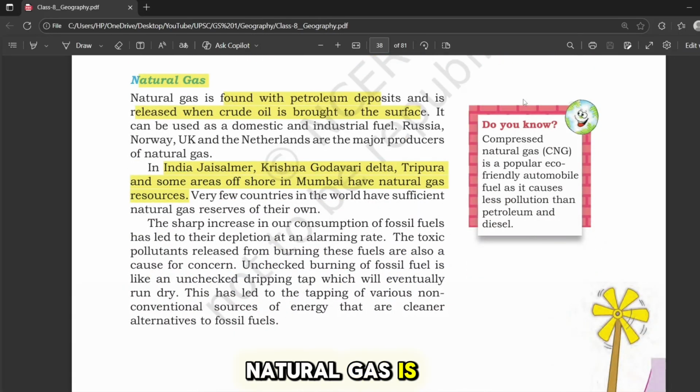Natural gas is often found with petroleum. It's released when crude oil is brought up. In India, we find it in Jaisalmer, the Krishna Godavari Delta, Tripura, and offshore Mumbai.